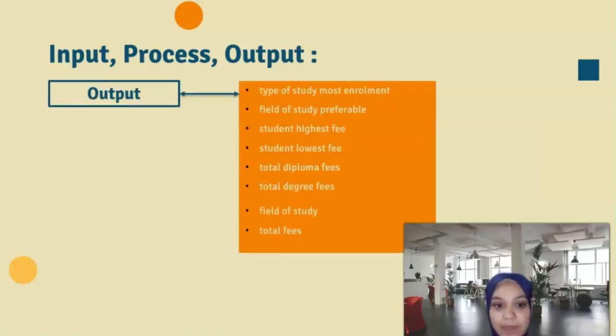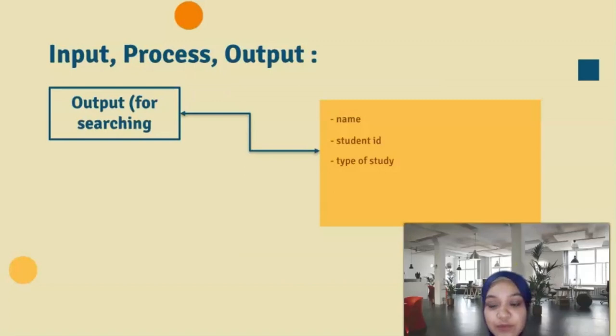And this is the output of our program. The first one is type of study most enrollment, field of study preferable, student highest fee, student lowest fee, total diploma fees, total degree fees, field of study, and total fees. And this is the output for the searching. It consists of name, student ID, and type of study. And I'll pass this presentation to the next person.